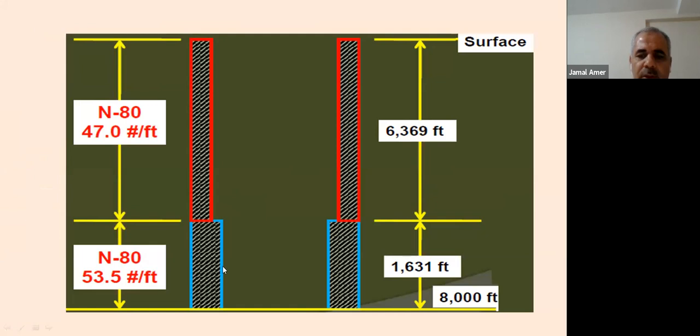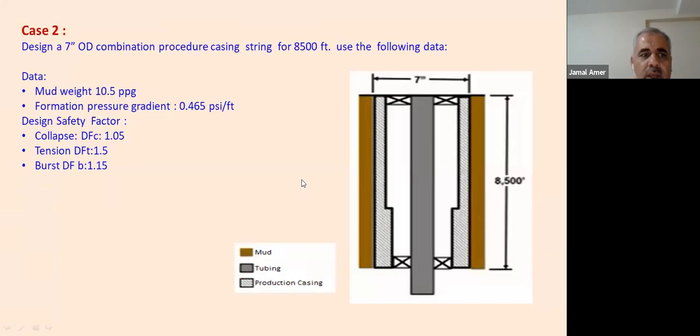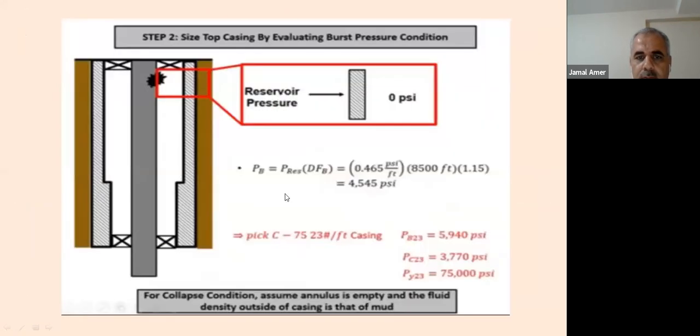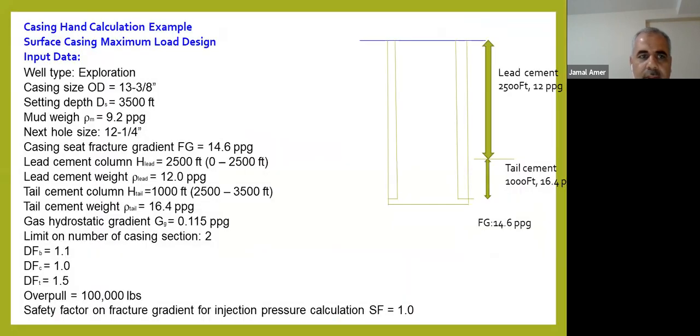While N80 53 can be used from this depth to the final depth. This one was 1,631 feet. Here we have another good example also, but we cannot go through it. Here we have also a very good example.